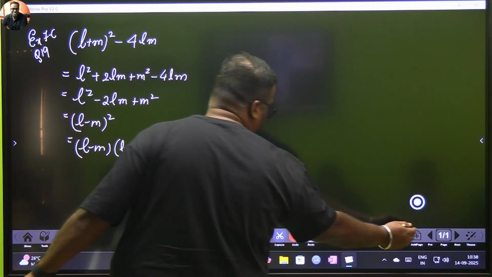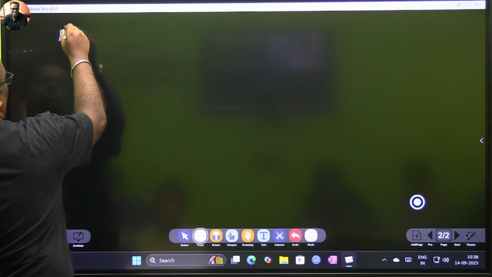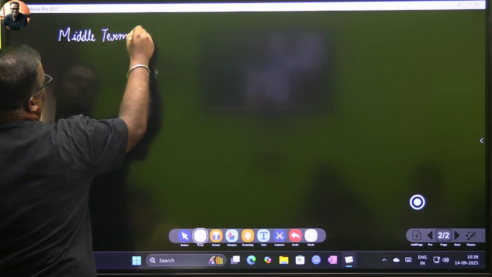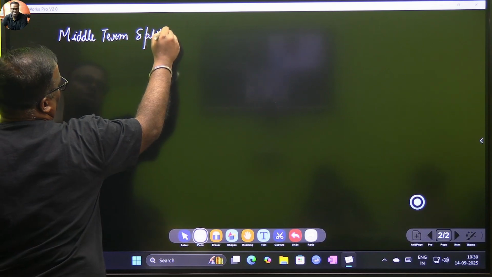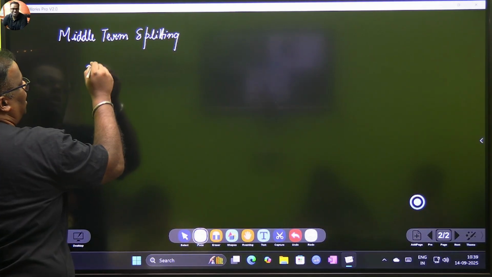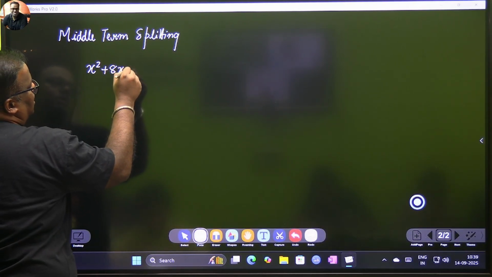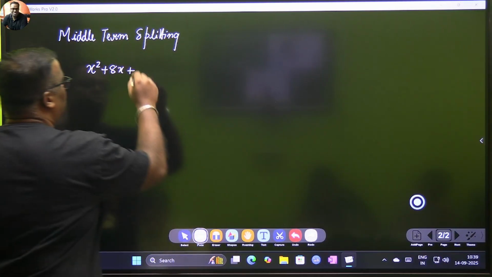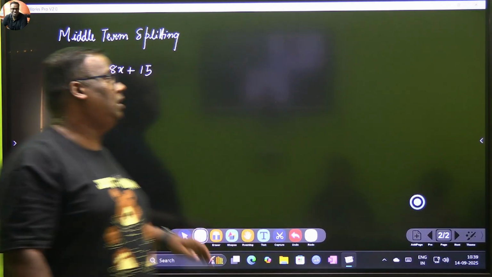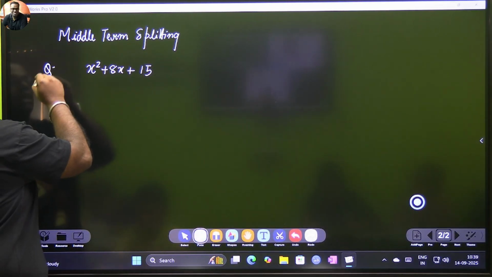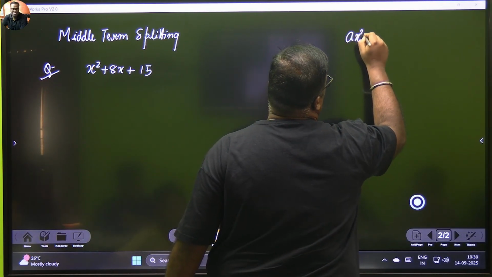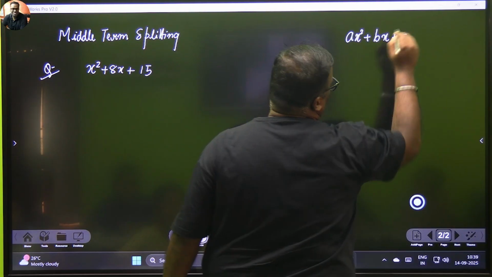Chalo. Shall we, children? The next thing, this is most important, and there will be people who will be struggling with it throughout. Middle term splitting. So we'll take one problem: x square plus 8x plus 15. We have to factorize this. You will always see such middle term splitting in quadratic trinomials or quadratic polynomials, which will be in the format something like ax square plus bx plus c.